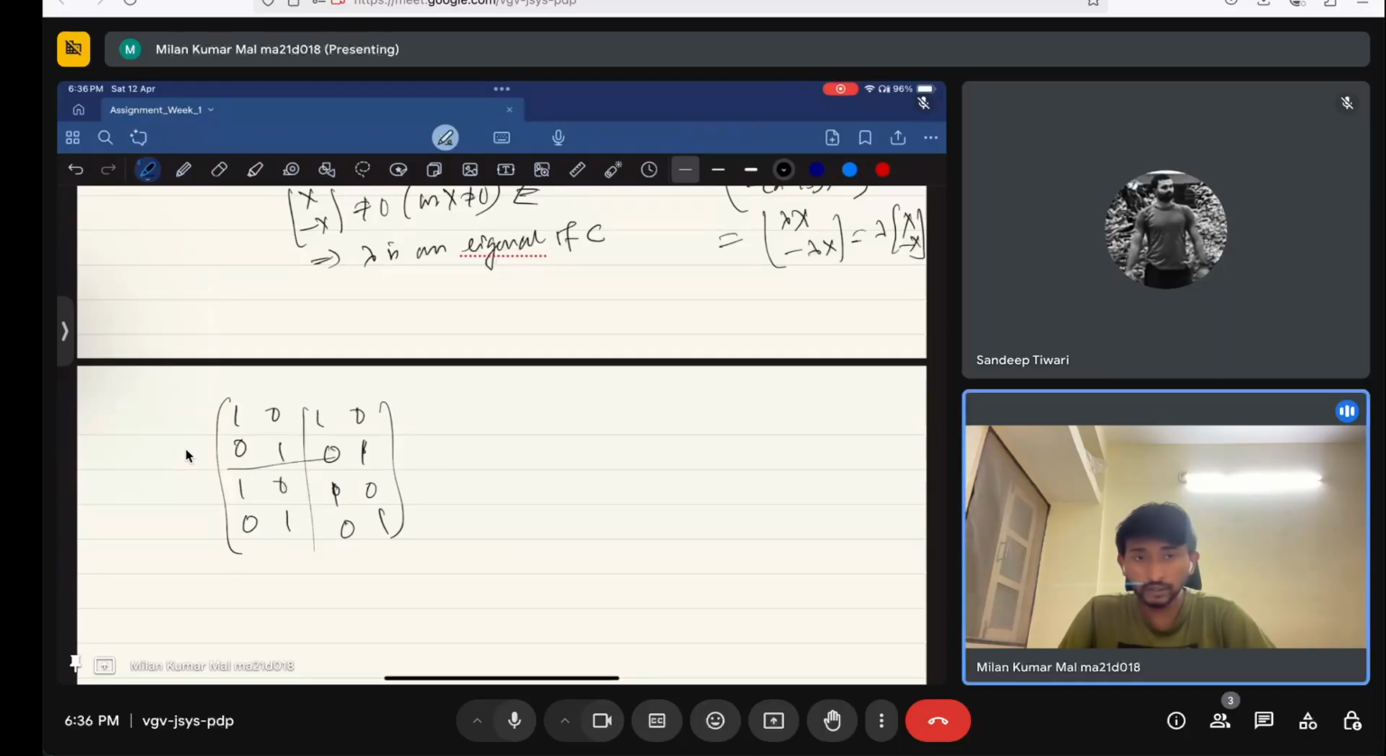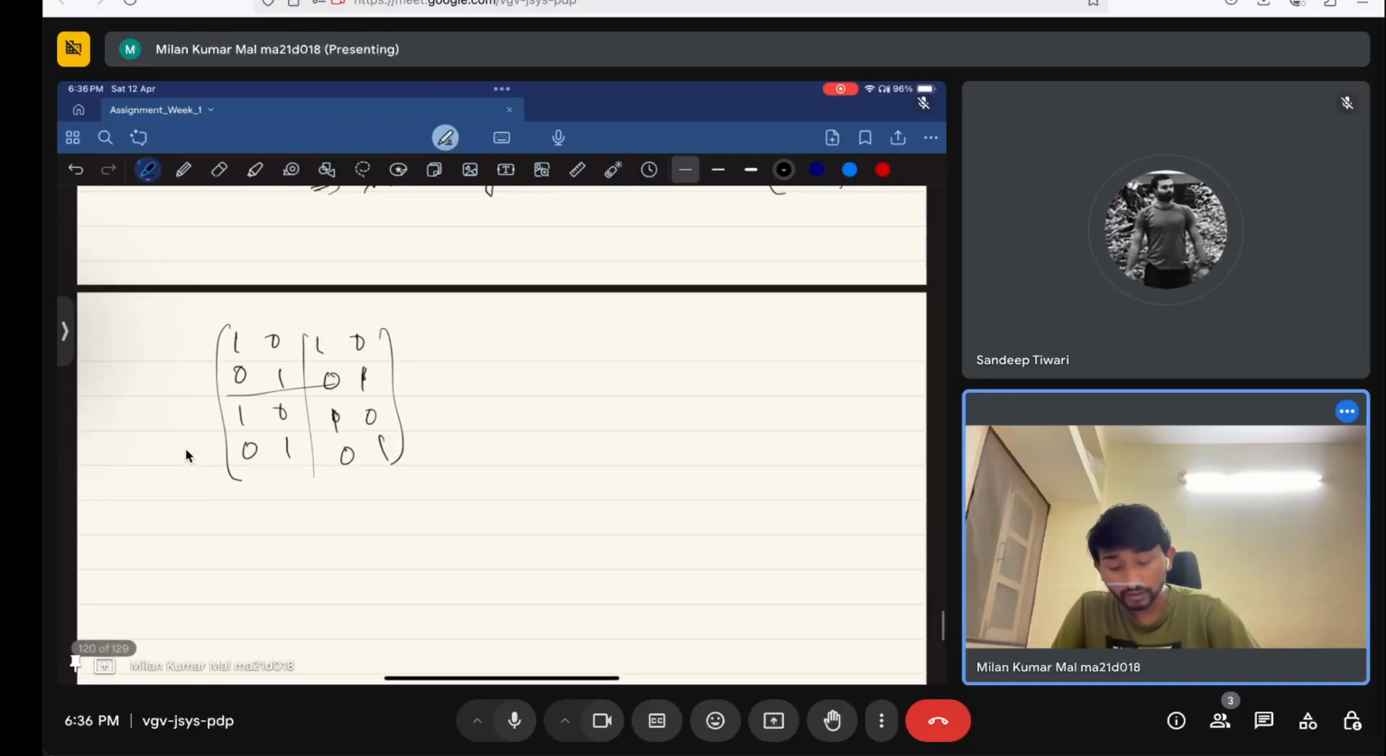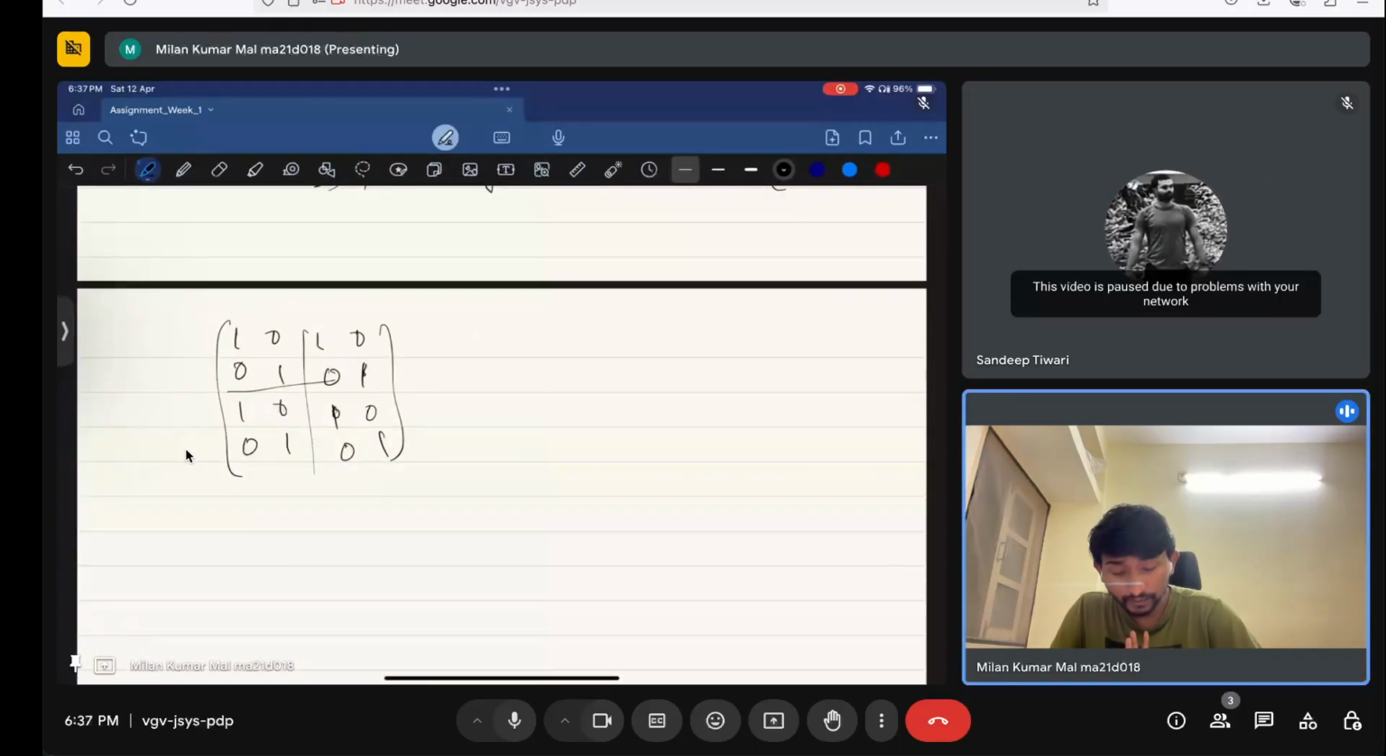Eigenvalue of A is 1. Eigenvalue of B is also 1. And there is no other eigenvalue of A and B. So, whether this matrix has all eigenvalues 1 or not. Obviously, all are not 1. One eigenvalue is 2, clearly it is visible, because row sum, column sum are all 2. Correct. But what I have to say is whether one is also an eigenvalue or not, that we have to check.